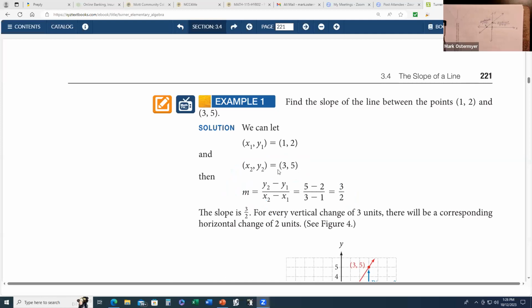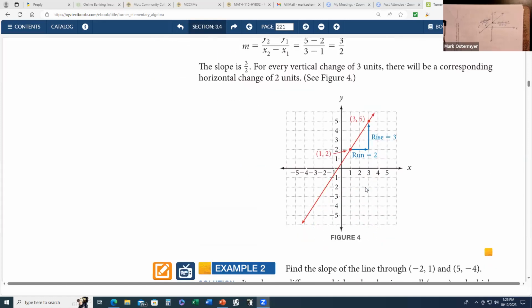Hey, why don't we plot these points, put a line through them, and look at the graph, see what the slope is really saying in a geometric interpretation here. Well, there's the 2 points. We plotted them, put a line through the points, and the slope of this line is 3/2. What this is really saying is this.